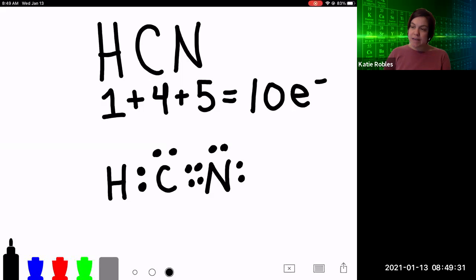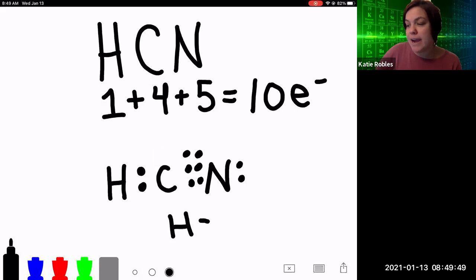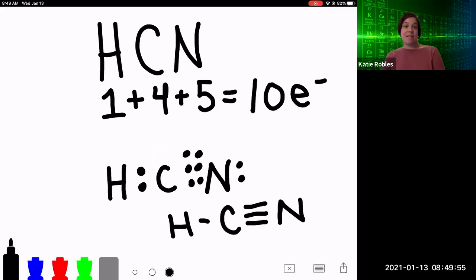Okay, count them again. 2, 4, 6, 8, 10, 12. Still too many. You lose a pair, you lose a pair, you share a pair. Now, if you looked at that and you were like, hey, I think I knew that without drawing it out, because I remember you told me things like hydrogen bonds once, carbon bonds 4 times, and nitrogen bonds 3 times. Cool. Good for you. You're awesome.